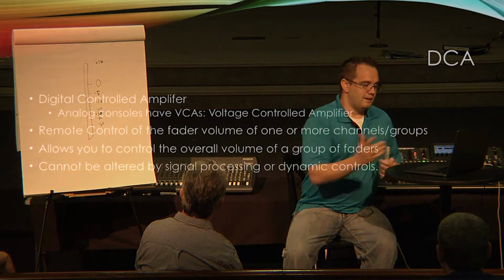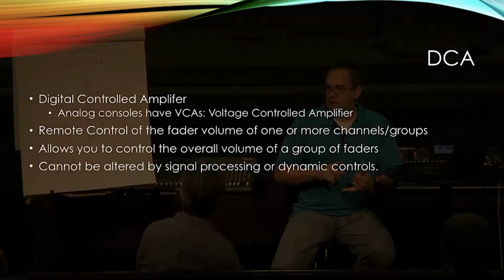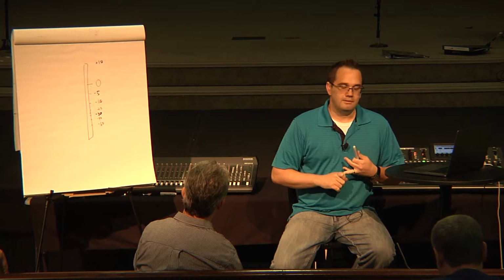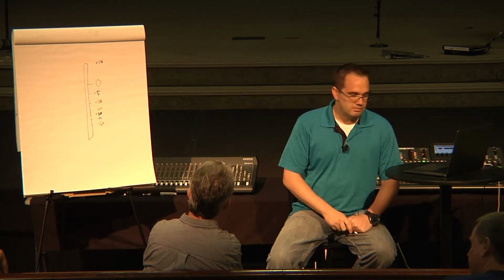So again, a DCA is a digitally controlled amplifier, otherwise known as a voltage controlled amplifier on an analog board. It remote controls the volume of those fader values. Okay? That's basically all it's there for. You can't put any EQ on it, you can't put any effects on it, you can't send it anywhere. It's just controlling the volume of those faders.